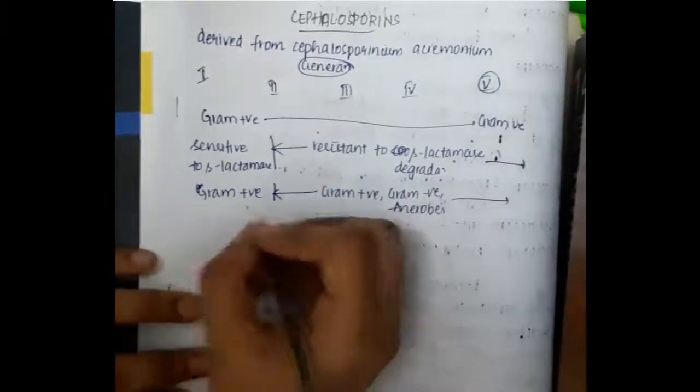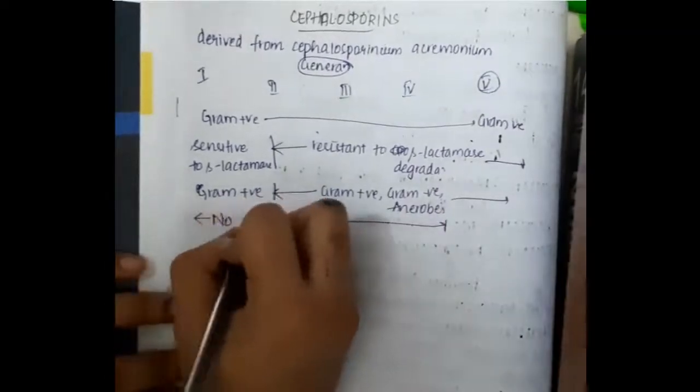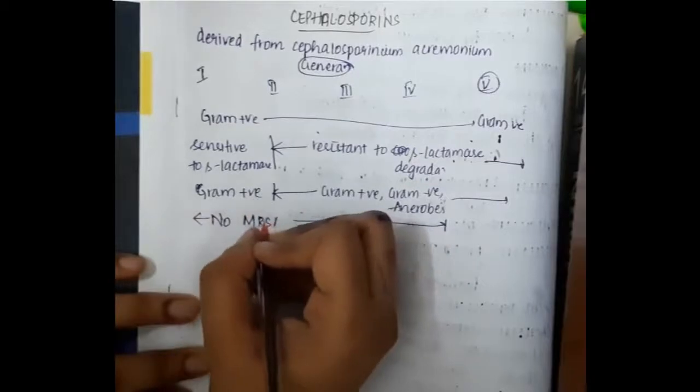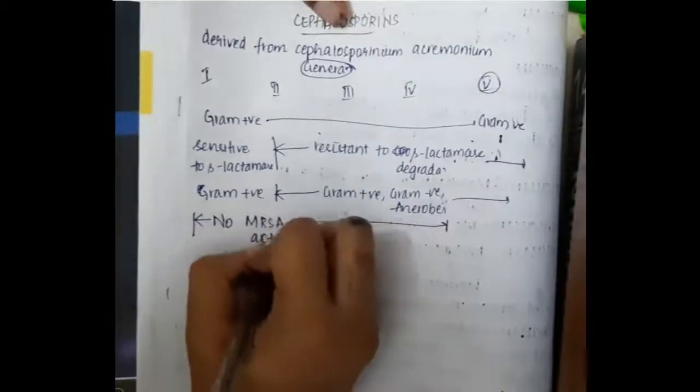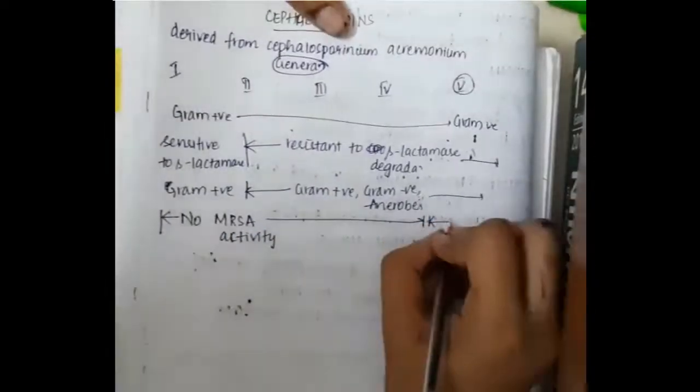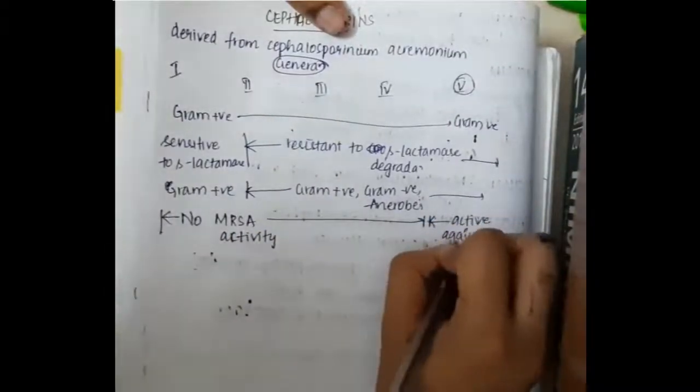Now first to fourth generations have no MRSA activity, whereas fifth generations are active against MRSA.